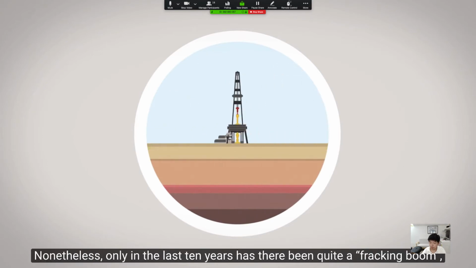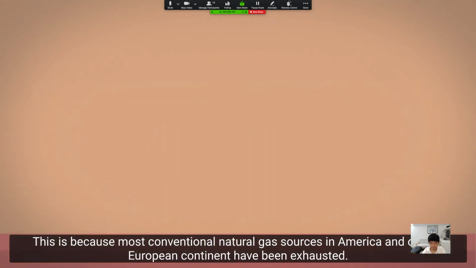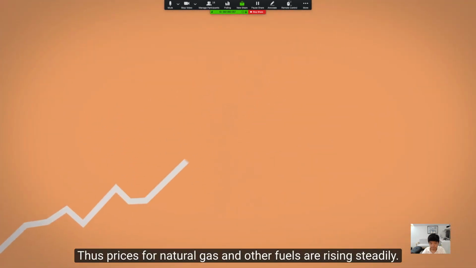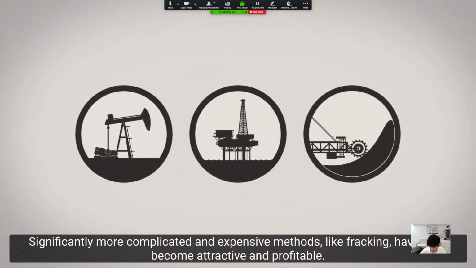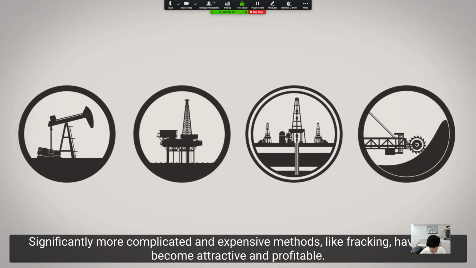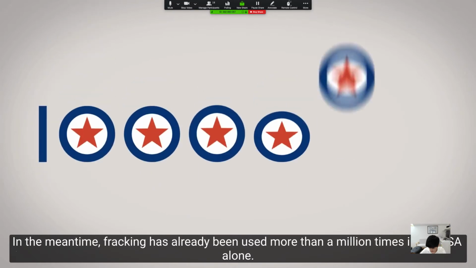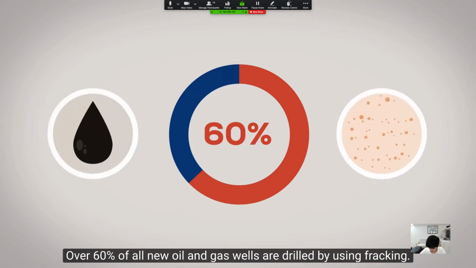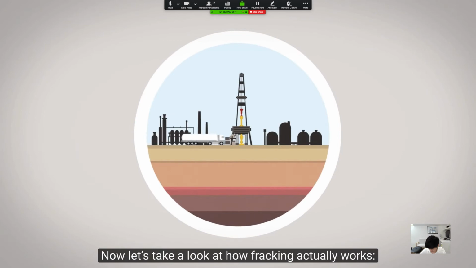Nonetheless, only in the last 10 years has there been quite a fracking boom, especially in the USA. This is because most conventional natural gas sources in America and on the European continent have been exhausted. Thus, prices for natural gas and other fuels are rising steadily. Significantly more complicated and expensive methods, like fracking, have now become attractive and profitable. In the meantime, fracking has already been used more than 1 million times in the USA alone. Over 60% of all new oil and gas wells are drilled by using fracking. Now, let's take a look at how fracking actually works.